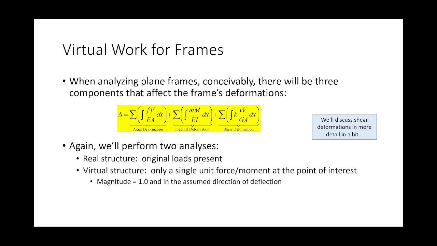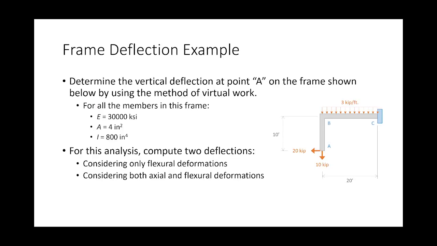So for frames, the process is the same. We perform a real structural analysis and a virtual structural analysis where we only place a single unit load at the point of interest, a magnitude of 1 in the assumed direction, et cetera. And we can consider axial effects, flexural effects, and shear effects. What we're going to do here in a bit is demonstrate how you can usually ignore the axial effects. And the way I'm going to convince you of that is we're going to do an example.